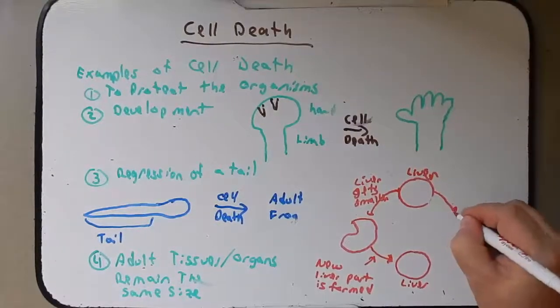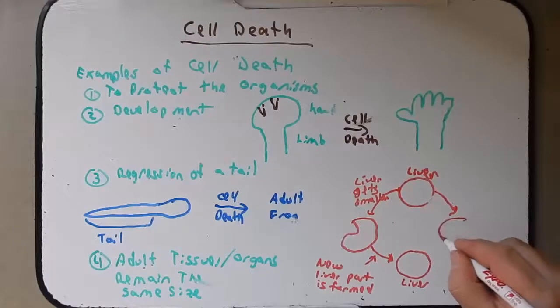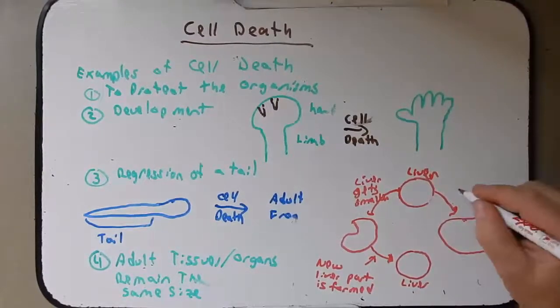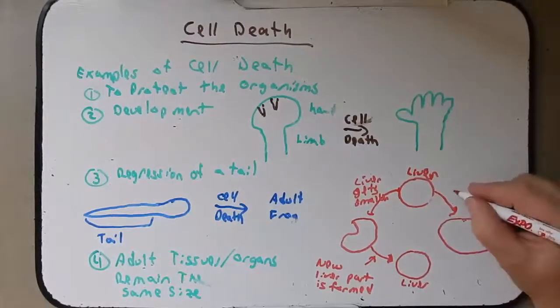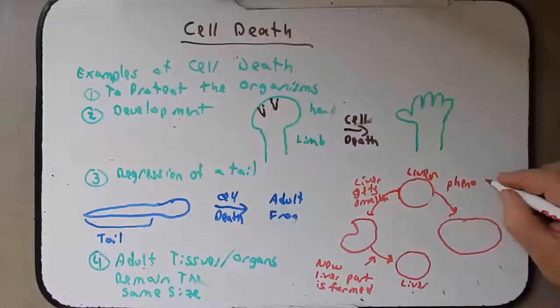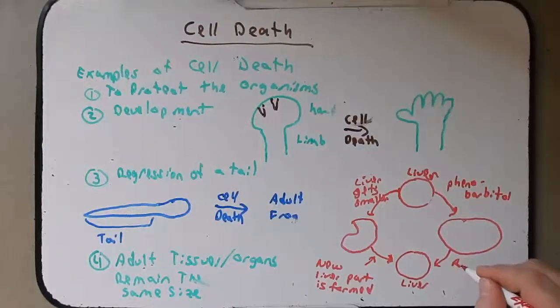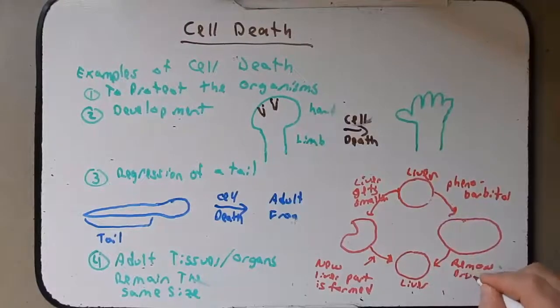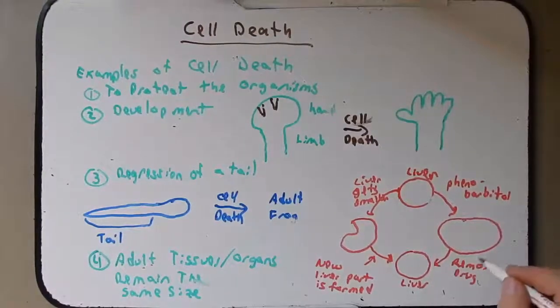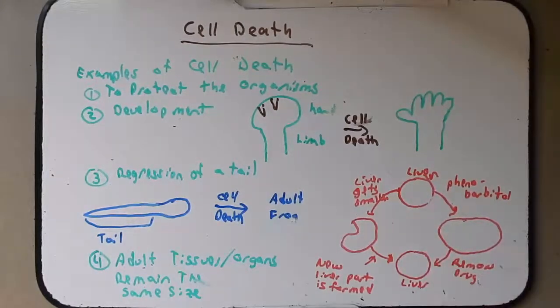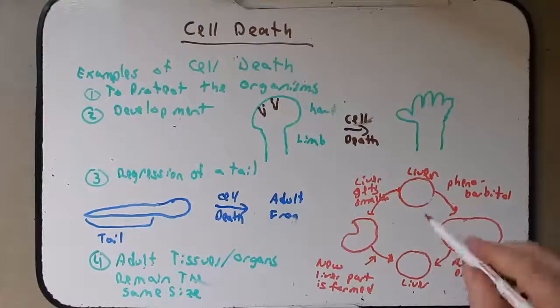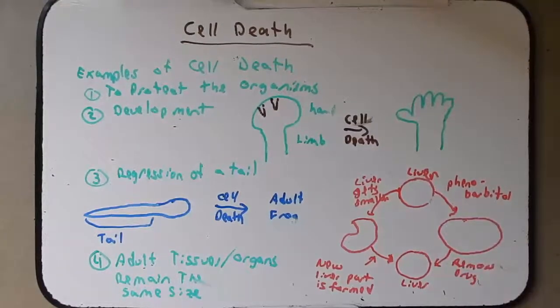Now sometimes what can happen is the liver can get bigger. This is my example of a bigger liver. And this can happen under certain conditions, but experimentally, if we give the drug phenobarbital, the liver gets bigger. Now, when we remove the drug phenobarbital, cell death will occur, resulting in the same sized liver as we started with. So this balance between cell growth and cell death is important to maintain proper organ and tissue sizes.